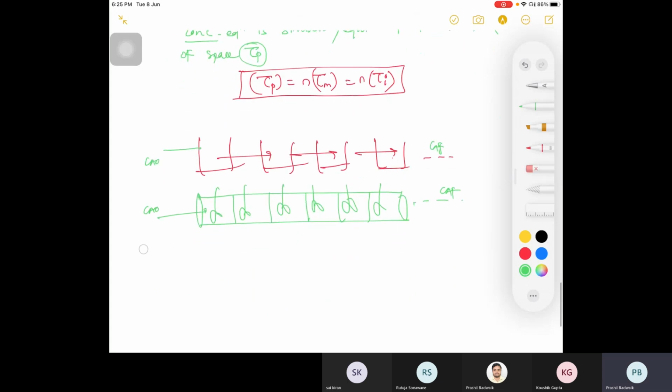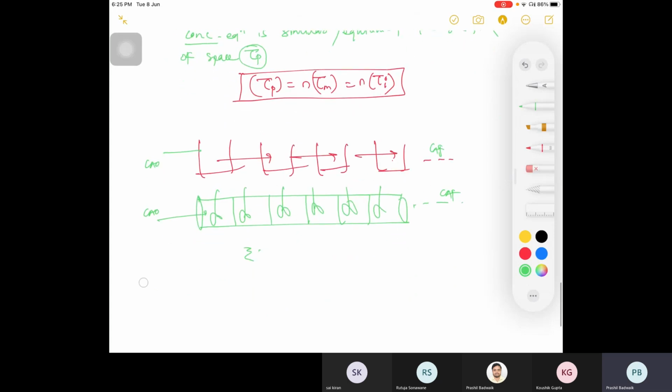Okay, write two equations here. Volume of PFR is n times the volume of an individual reactor, and total tau for PFR is n times the individual tau, and this individual is basically MFR. Okay, is everyone clear?